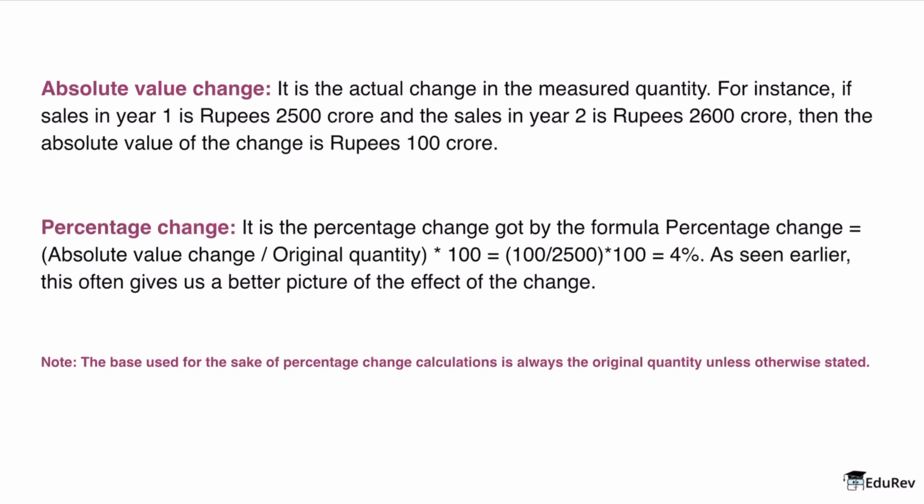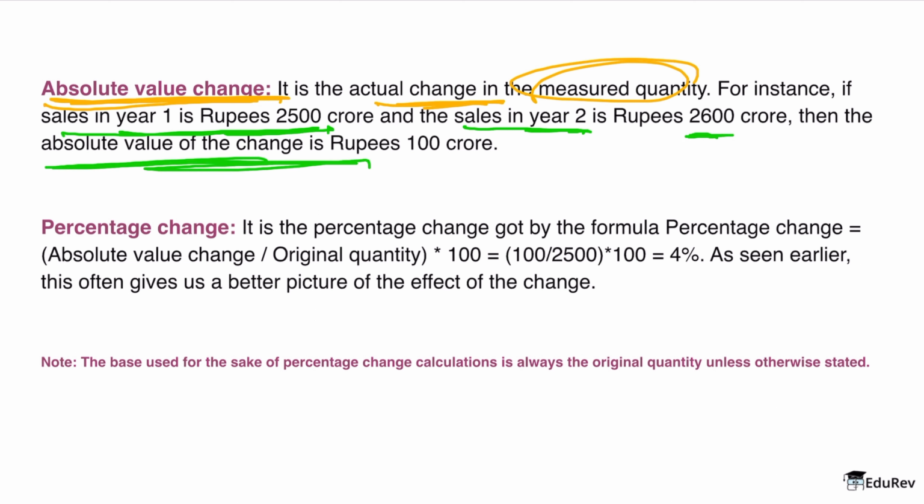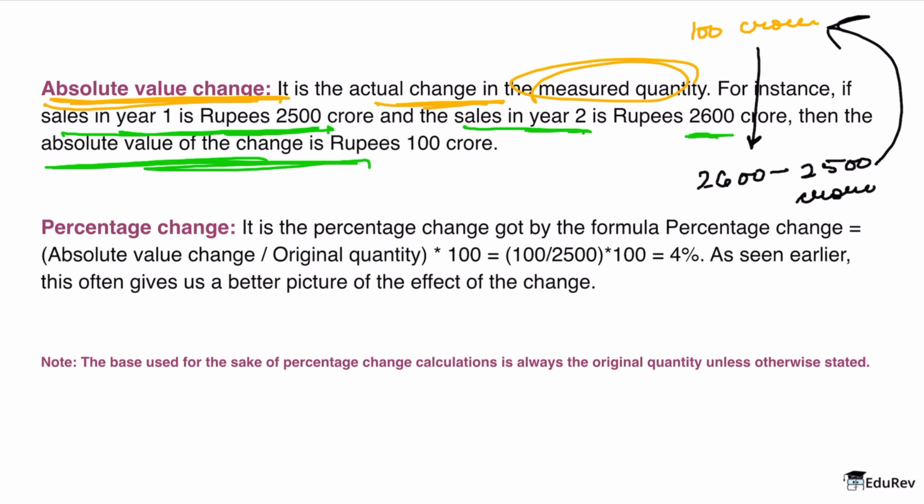Alright. So what is your absolute value of change? It is the actual change in the measured quantity. For instance, let's take an example. Sales in year 1 is rupees 2500 crores, correct? And sales in year 2 is rupees 2600 crores. Then what is the absolute value change in rupees? That is going to be 100 crore. And how did this come? This came when you subtracted the two terms. This is basically your absolute value change.